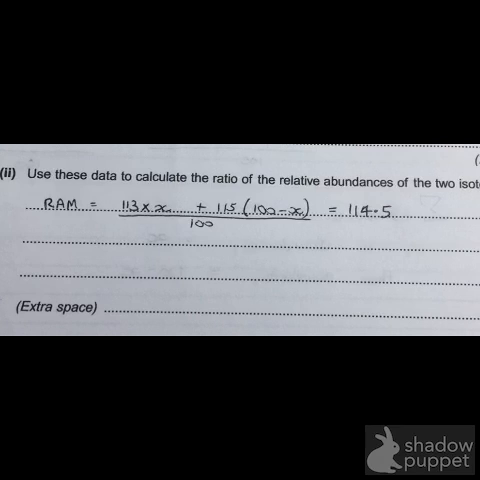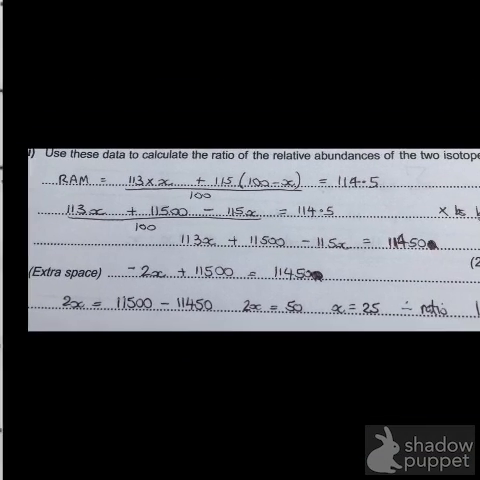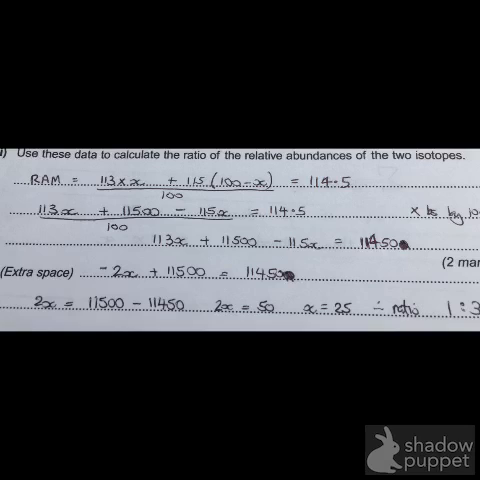Now it's just a matter of trying to simplify the equation, go through the workings out and get X on one side. That I've done here. The first thing I've done is simplify the brackets shown here, and so I've got 113x plus 11,500 minus 115x, all divided by 100 equals 114.5.